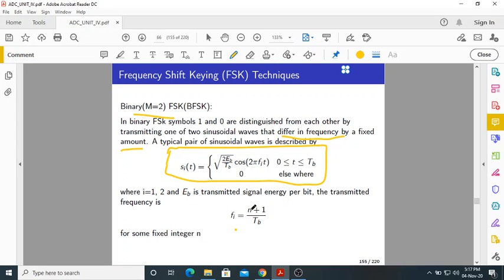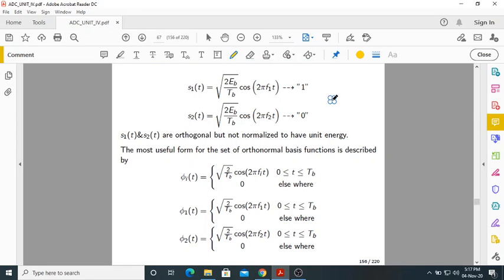Now let me go to the standard procedure of BFSK. For symbol 1, you are transmitting S1 of t equal to root 2 Eb by Tb cos 2 pi f1 t. For symbol 0, you are transmitting S2 of t, that is also equal to root 2 Eb by Tb cos 2 pi f2 t. Now you compare S1 of t and S2 of t. They differ only in frequency. They have same phase, same amplitude, they differ in the frequency. Here the frequency is f1, here the frequency is f2.